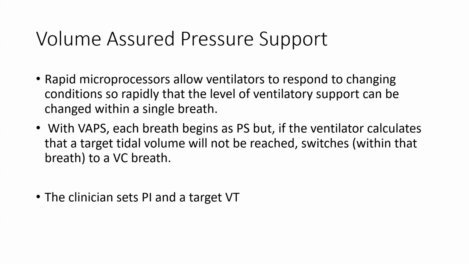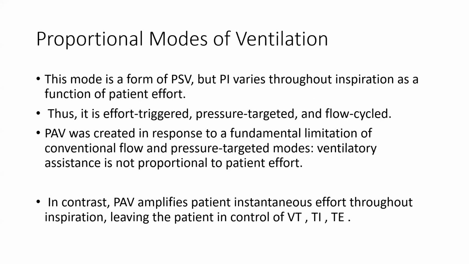Then the next is volume assured pressure support. Rapid microprocessors allow the ventilator to respond to changing conditions so rapidly that the level of ventilatory support can be changed within a single breath. With volume assured pressure support, each breath begins as pressure support, but if the ventilator calculates that the target tidal volume will not be reached, it switches to a volume control breath. The clinician sets the inspiratory pressure and targeted tidal volume.